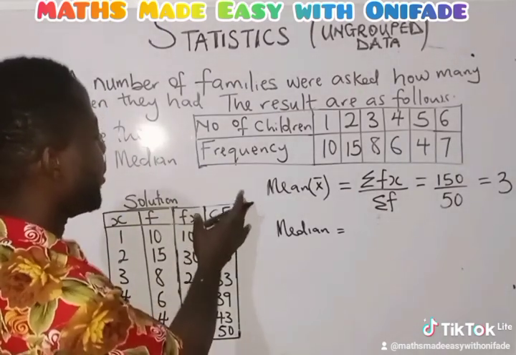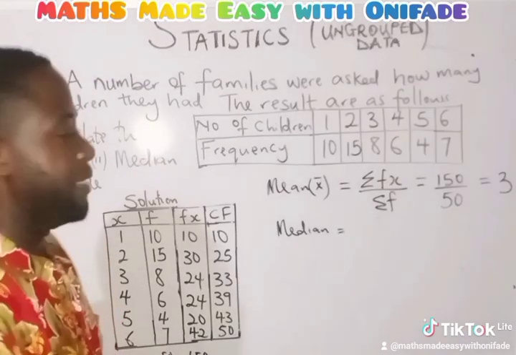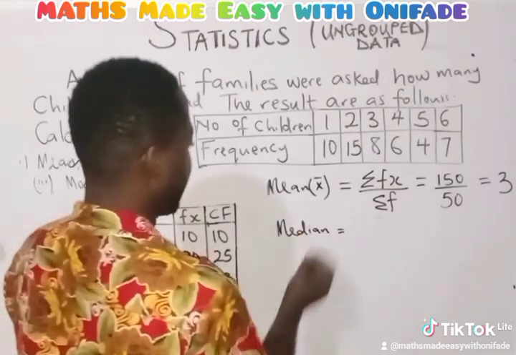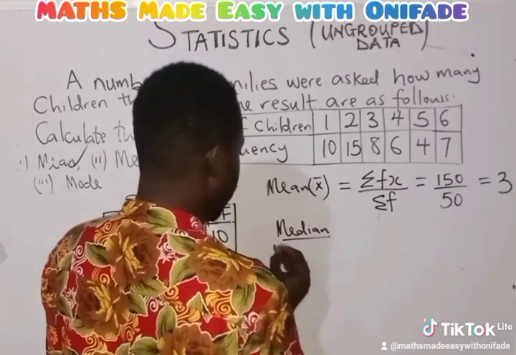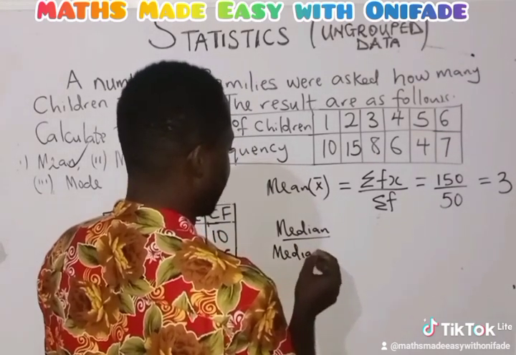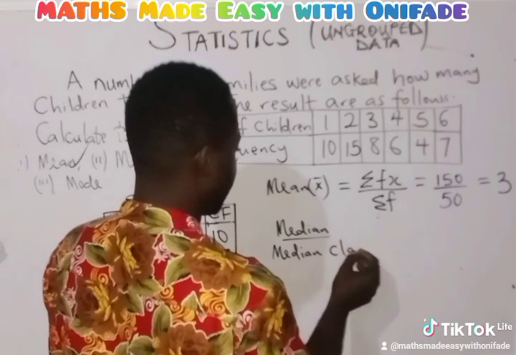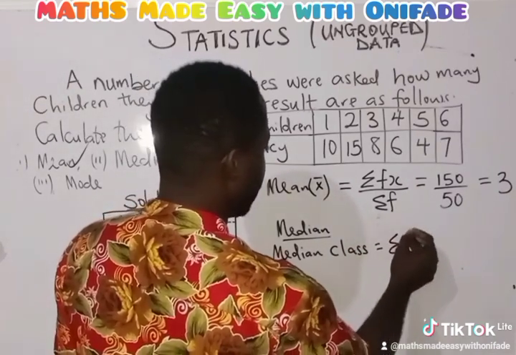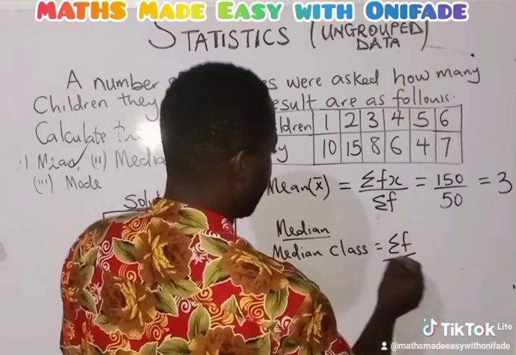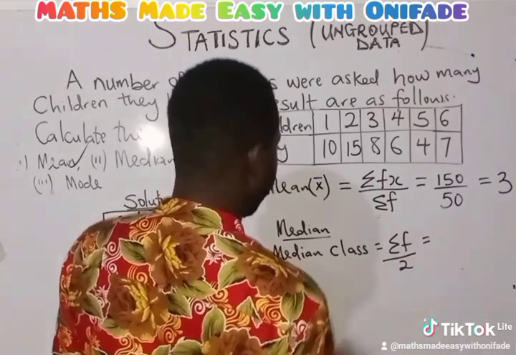So now, having gotten our cumulative frequency, we now proceed with the median. Now, there is what we call the median class. That's the first thing I'm going to determine. And how do we know the median class? You are going to say summation f all over 2.